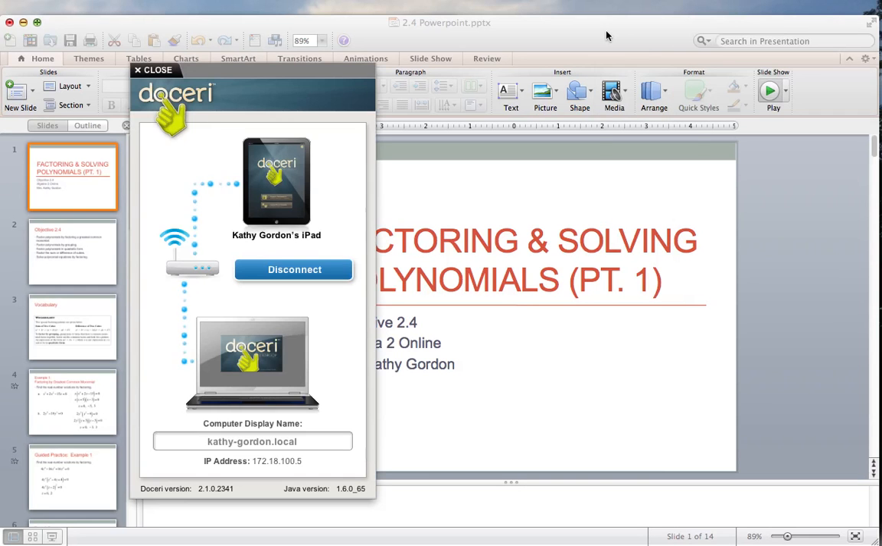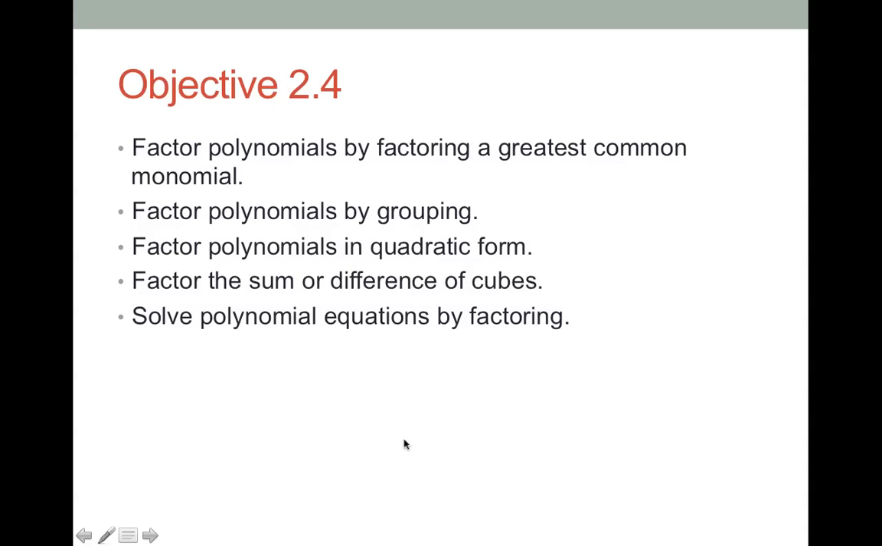Okay, so polynomials that are in a quadratic form, factor the sum or difference of cubes. That might be something a little bit new. And then in all of that, being able to use our factoring methods as ways of solving polynomial equations.